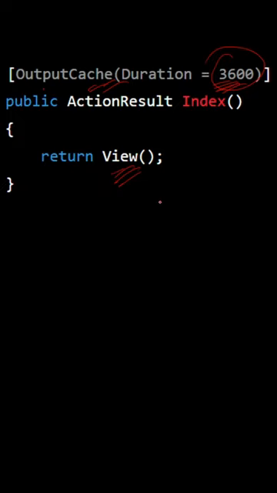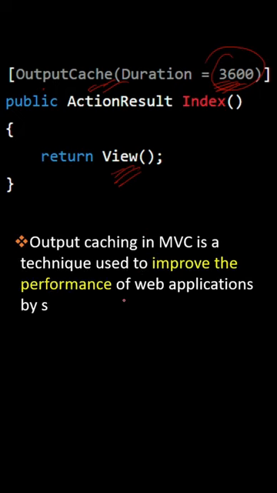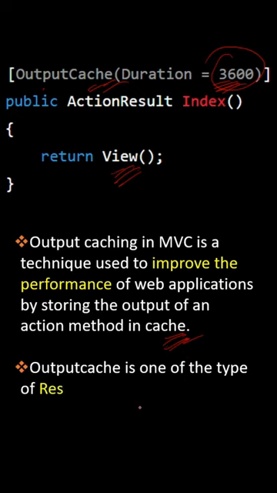The conclusion is, output caching in MVC is a technique used to improve the performance of web applications by storing the output of an action method in the memory or disk called cache. One more thing, output cache is the type of result filter only.